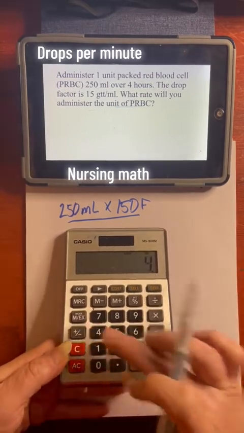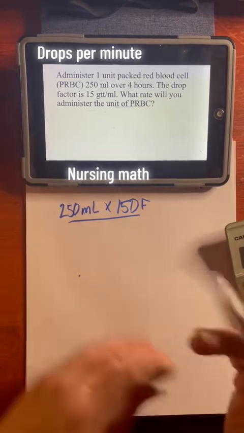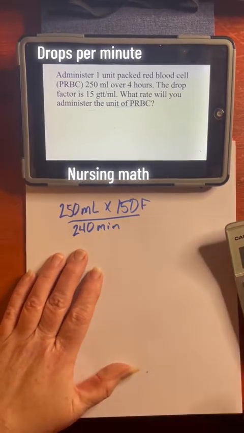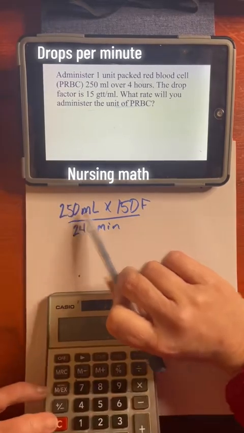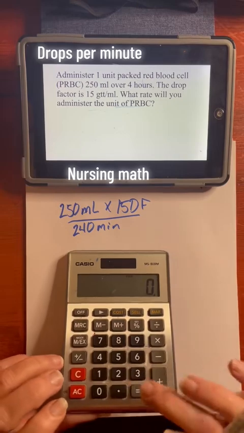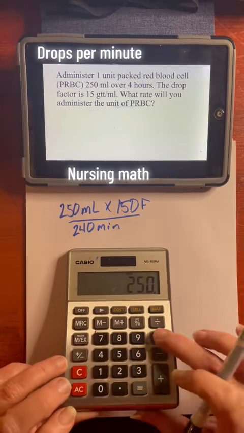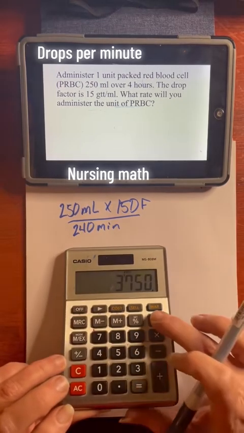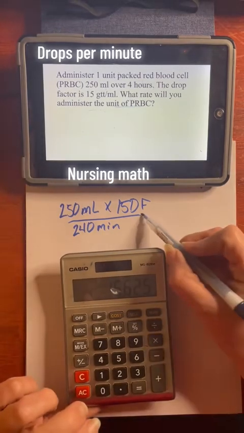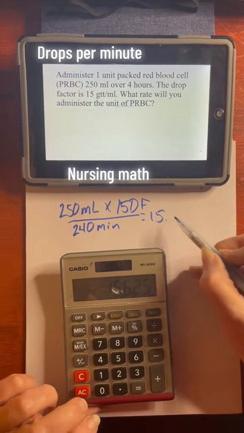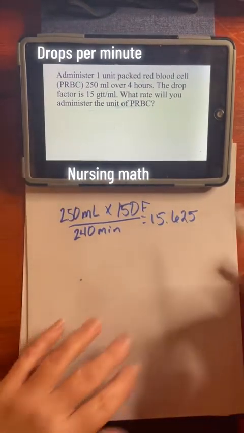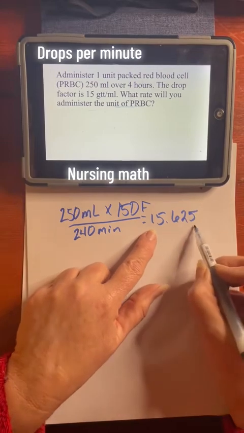60 times 4 equals 240 minutes. And then we're doing all the math on top, divided by that. So come on, do it with me. We could do it together. 250 times 15 equals, divided by 240, and that will equal 15.625.